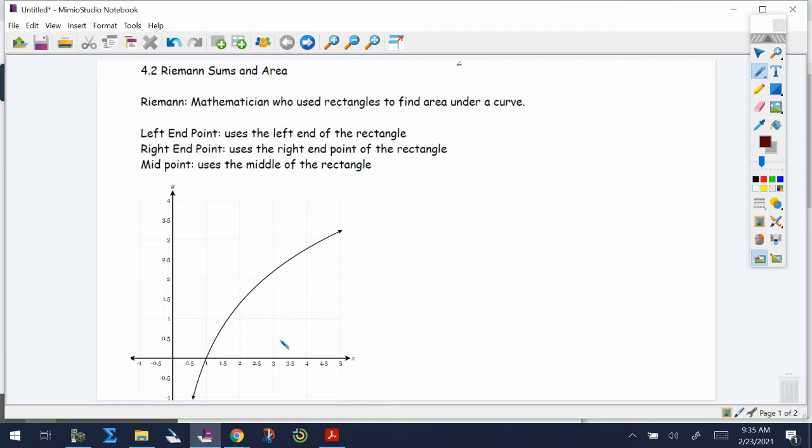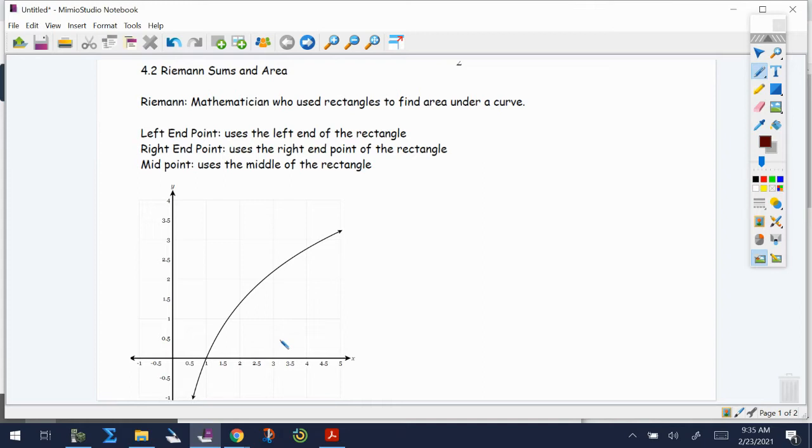So Riemann did a lot of different things in mathematics, but one of the more basic things he did is he looked at utilizing rectangles to find area under a curve, which hopefully sounds pretty simplistic. What he realized is if you were drawing rectangles under a curve, you had three different ways we could draw them. We could do a left end Riemann, or sometimes they're called left hand Riemanns. You could do a right end, or you could do a middle or midpoint Riemann sum.